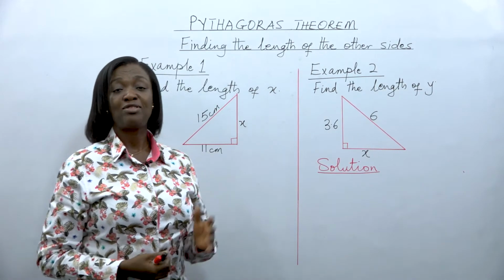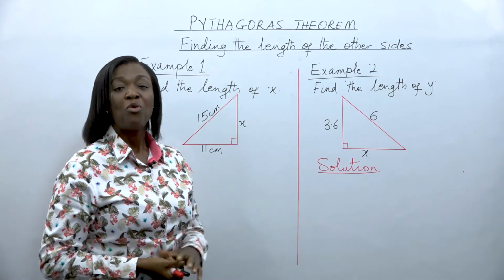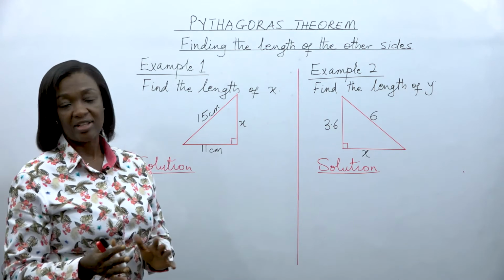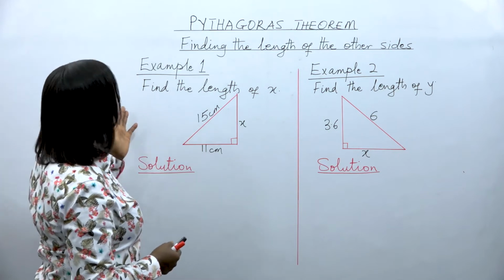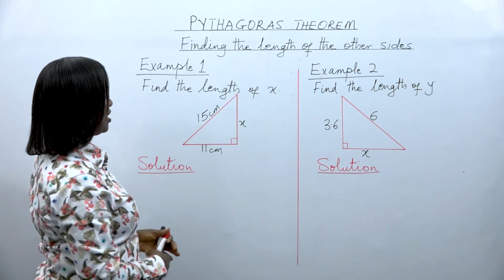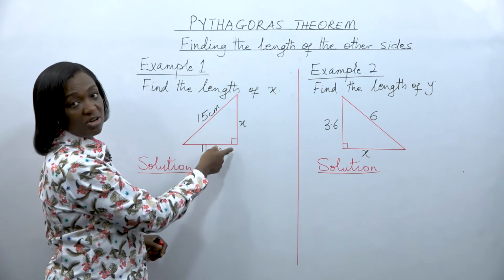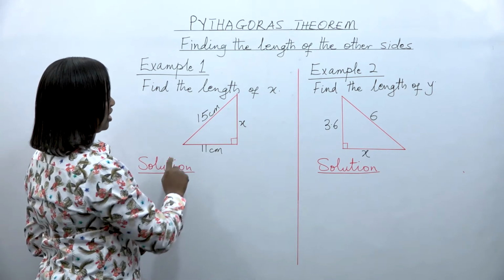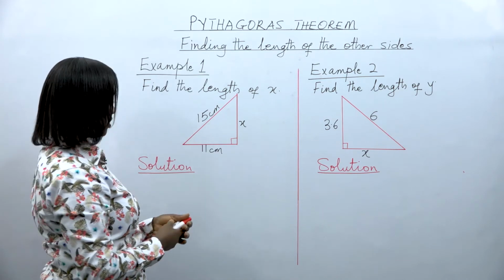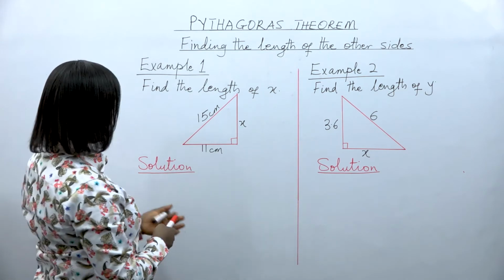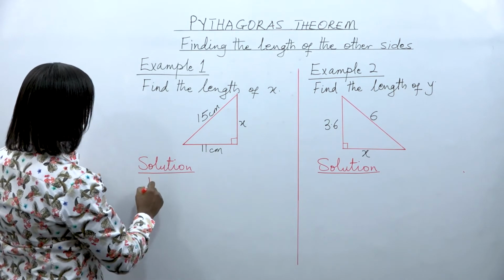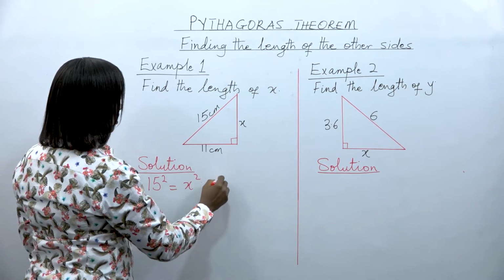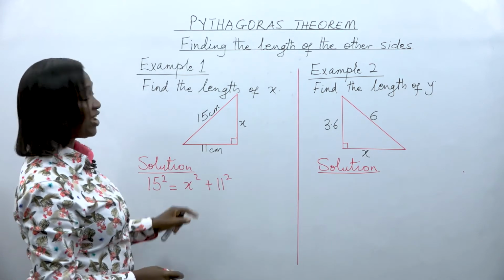In this example, we want to learn how to find the length of the other two sides. We have already learned how to find the length of the hypotenuse. So we're finding the other two sides different from the hypotenuse. Example 1: find the length of x. The hypotenuse is the side opposite the right angle. The length has been given, and that's 15 centimeters. And that's our x, and the base is 11 centimeters. From the Pythagoras Theorem, we know that 15 squared is equal to x squared plus 11 squared. But this time we're finding x.